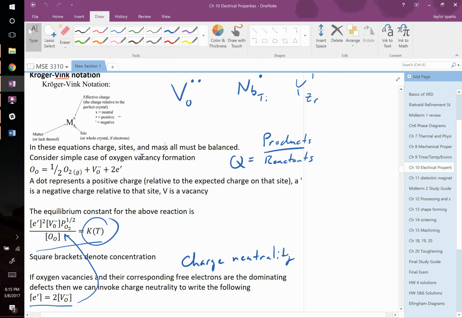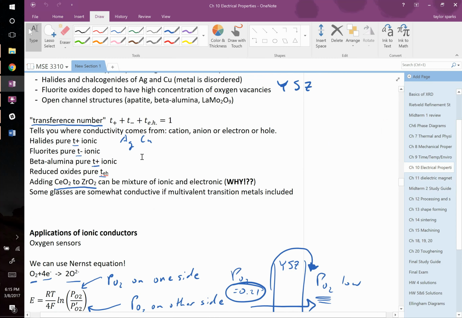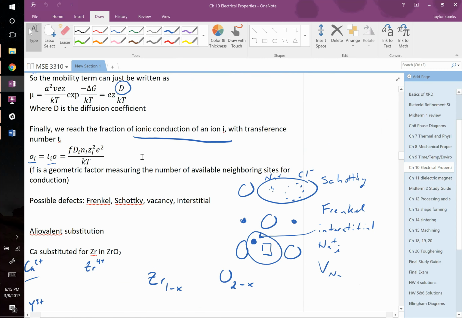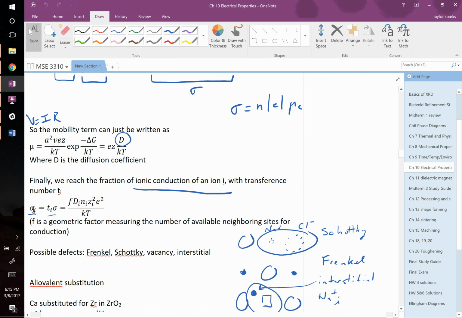Ionic transport is going to be right here, right? Here's our ionic transport, going to be F, D, N, Z, E, K, T, right? So F, I think I had Josh tell you guys just to assume 1.